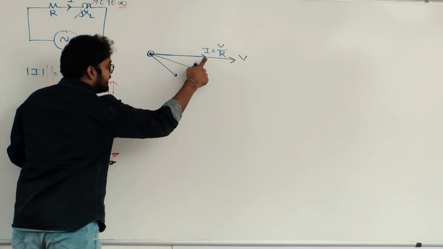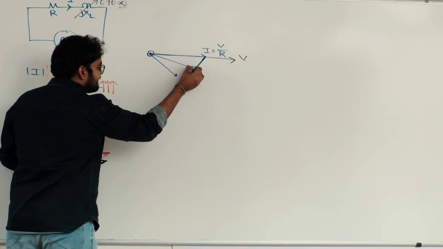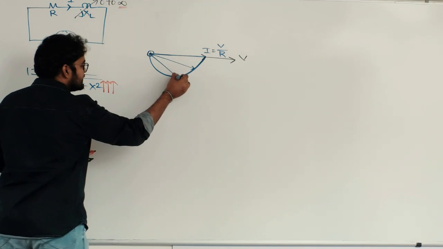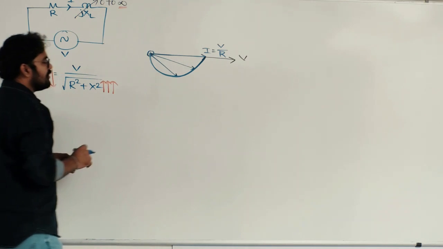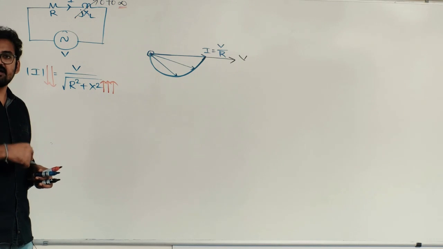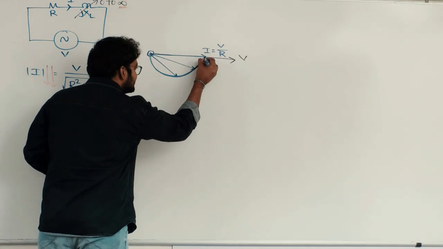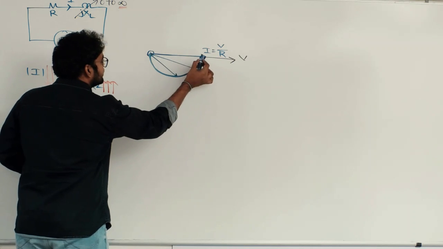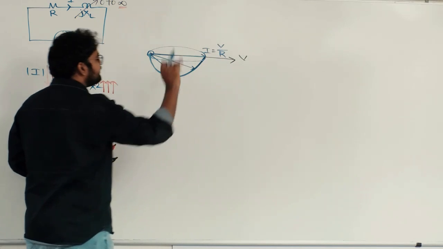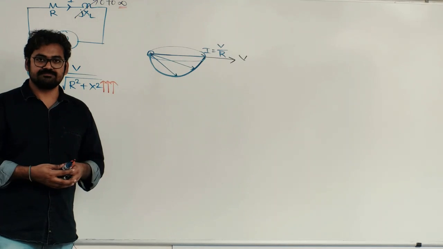So the current started at this point, finally the current ends with 0, and if you touch all these vector tip points, it will trace like a semicircle. It will definitely trace like a semicircle. This is what we will call the locus diagram of this simple RL circuit where reactance is changing from 0 to infinite value. Now can you tell me for this semicircle what is the diameter? Can I say this is the diameter? And what is the length of that diameter? I is equal to V by R. Fine. Let me take one more example.